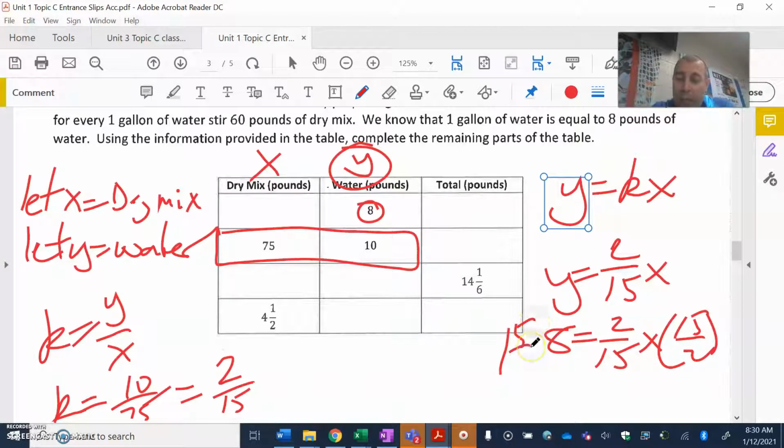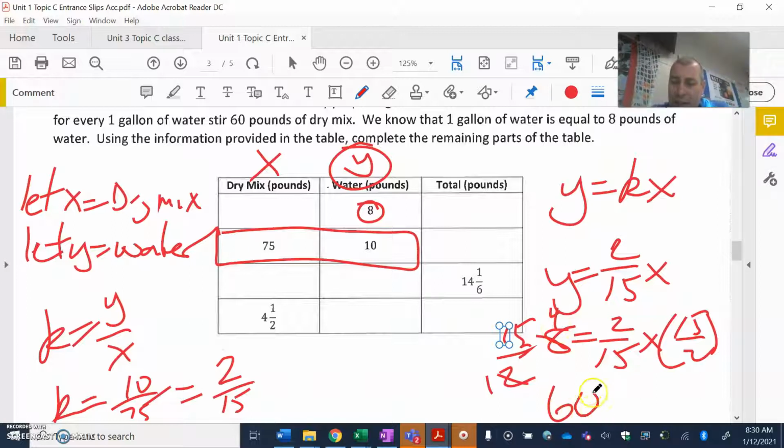Oh my goodness, we got ourselves some cross division here, people. All right. So 15 halves, look at that, divide it. Yeah, so 15 times 4, that's 60. All right, so 60 equals our x. 60, that's there. All right.